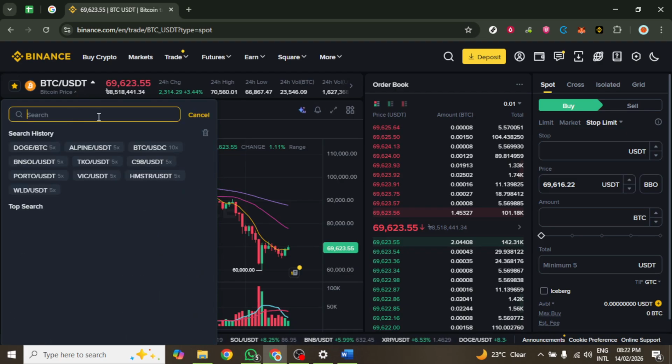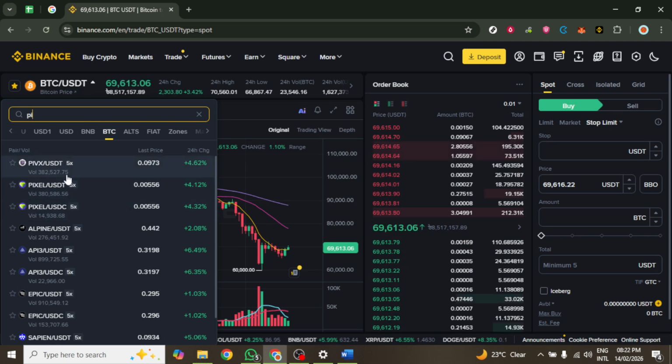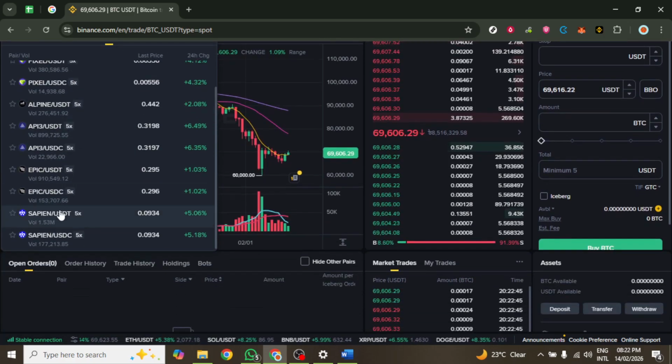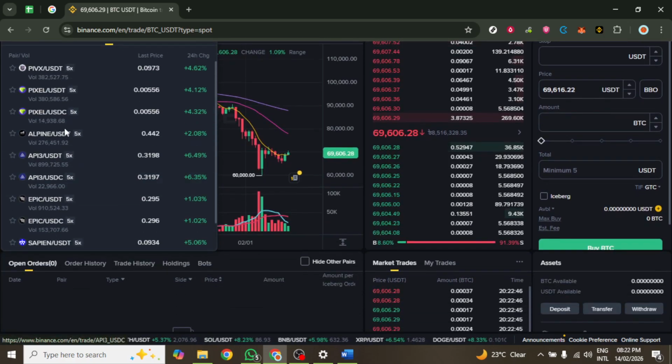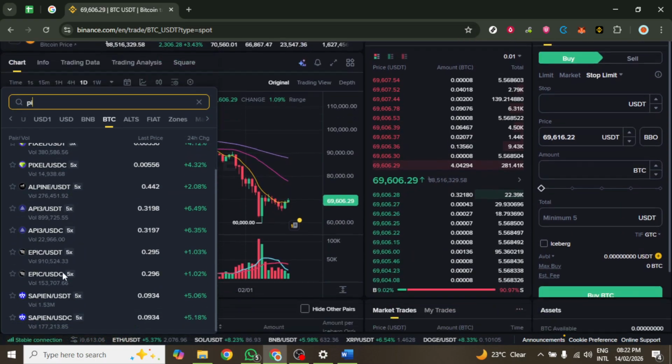Should Pi eventually get listed on Binance, the process for selling it will follow the standard spot trading procedure. First, you would need to deposit your Pi tokens into your Binance account, assuming that deposits are enabled for Pi. Then navigate to the spot trades section and select the appropriate Pi trading pair, such as Pi/USDD. After selecting the trading pair, choose the sell option.